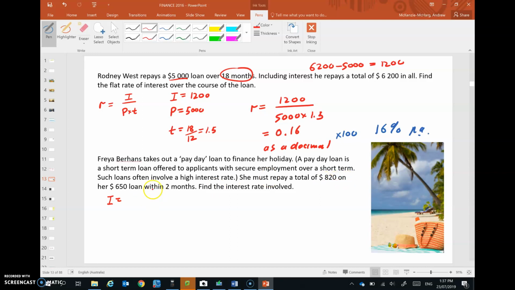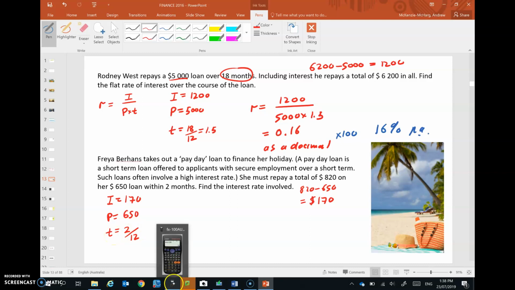Anyway, $820 paid back on a $650 loan. So the difference between those is the amount of interest. So this person has paid $170 of interest. The amount that was borrowed was the $650, and the time is 2 months out of 12, 2 over 12, which is 1/6. That's going to be some sort of recurring decimal. I might put this in as a fraction this time, but if you did it as a decimal, you'll get something really similar to me. Let's see what happens. So the rate is equal to the interest over 650 times 2 on 12.